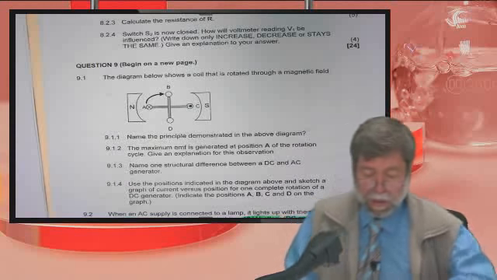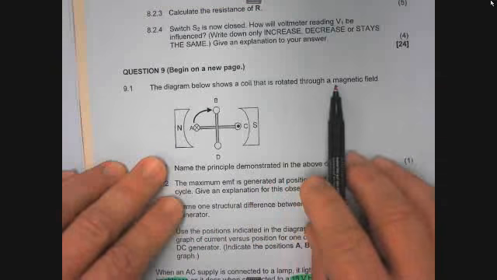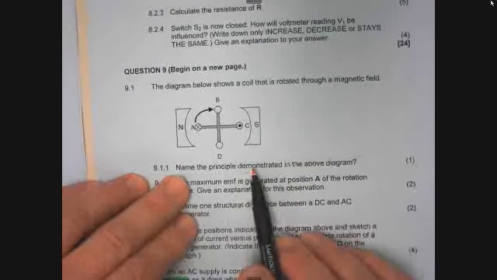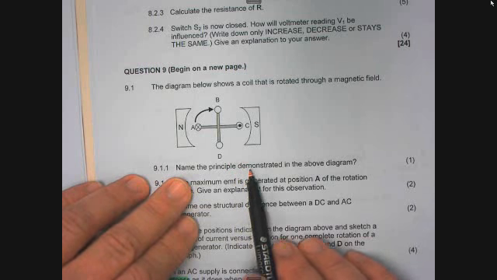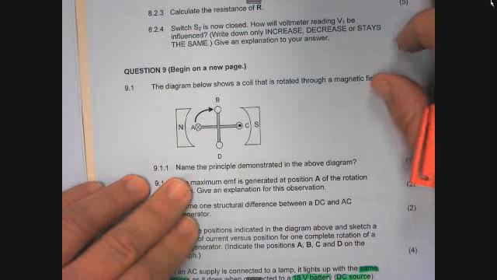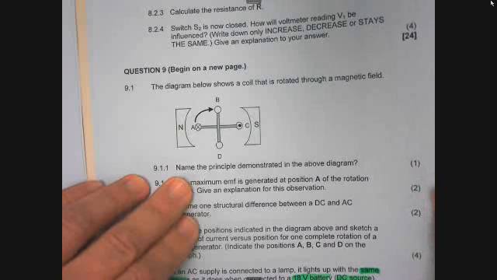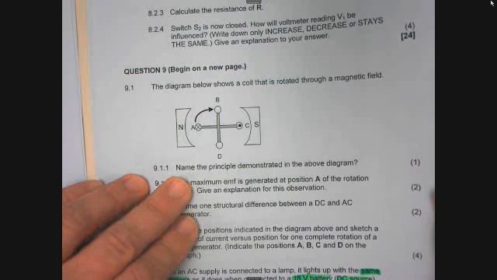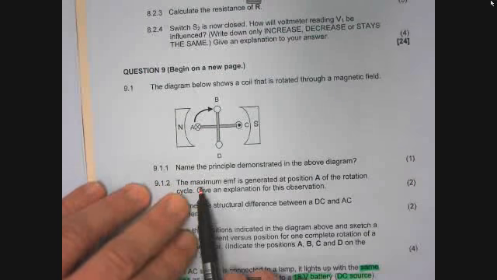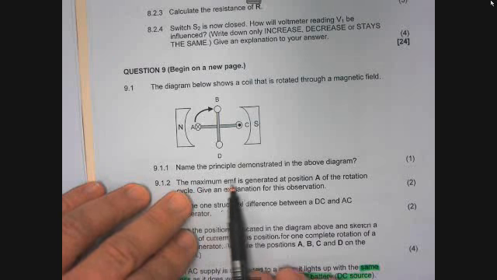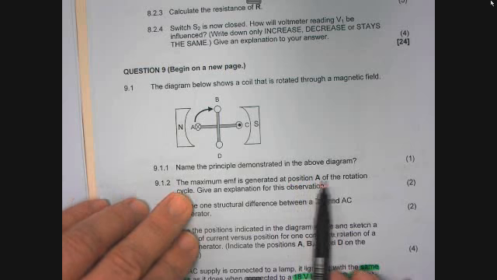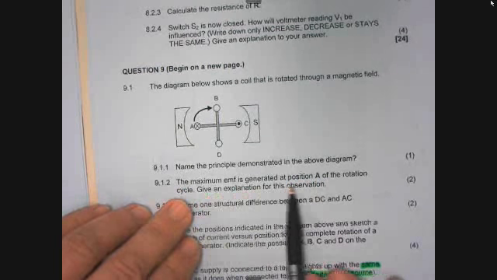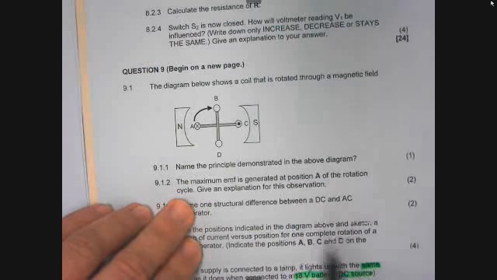The diagram below shows a coil that is rotated through a magnetic field. Firstly, name the principle that is applicable here. And the principle is certainly electromagnetic induction. And then, next question, the maximum EMF is generated at position A of the rotation cycle. Give an explanation for this observation.